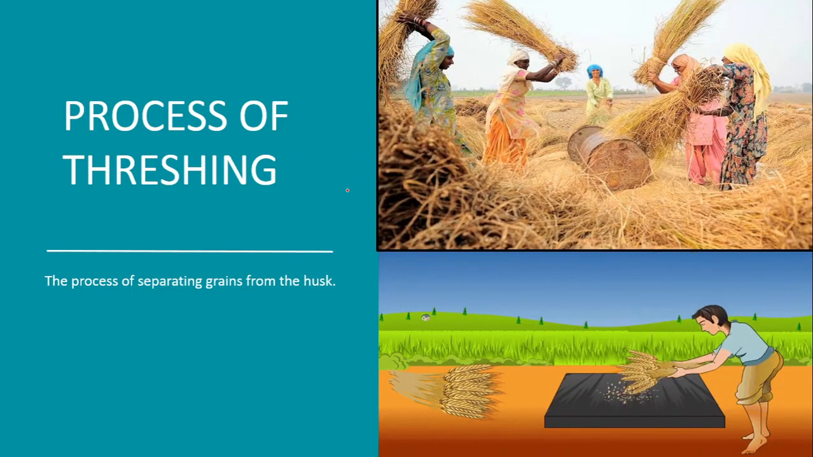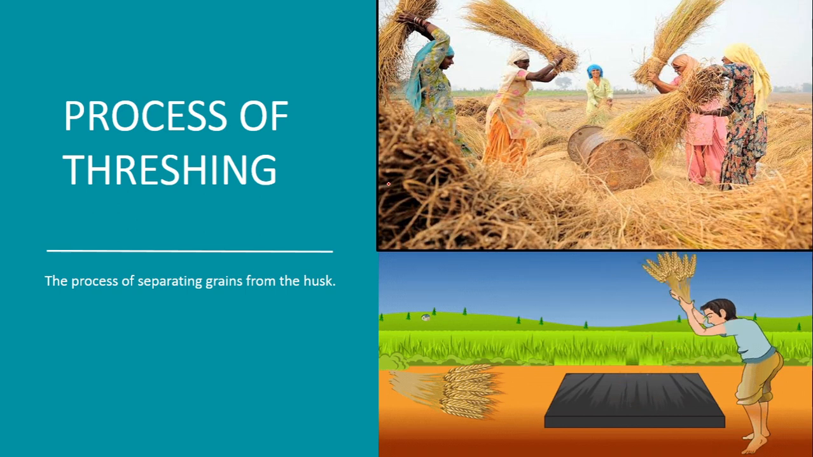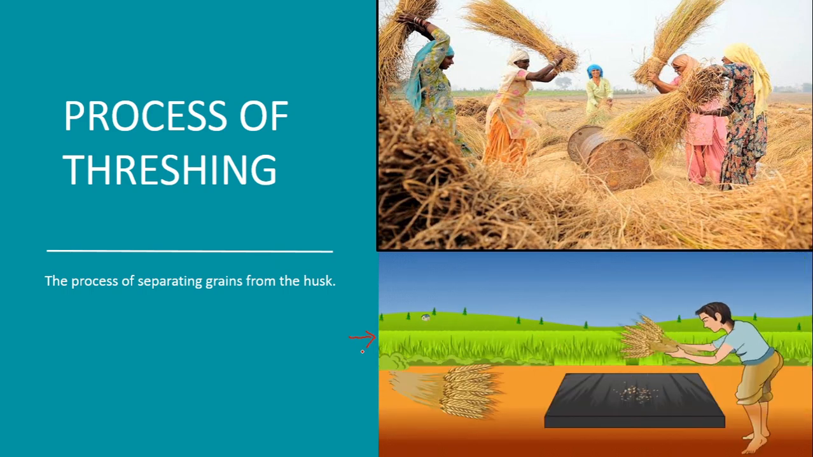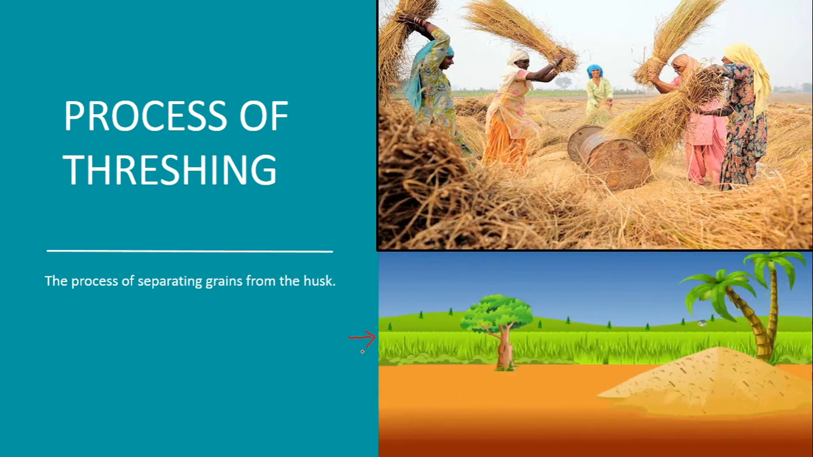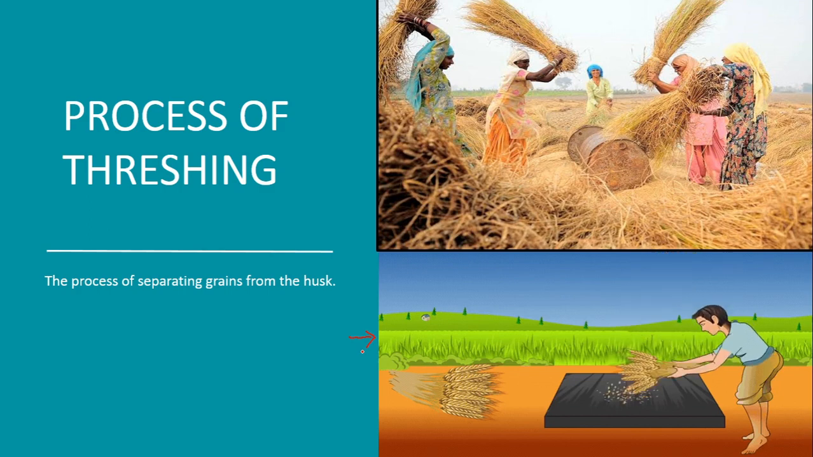Now the first one is process of threshing. The process of separating grains from the husk is called threshing. As you can see in this picture, in this process the husk or the stalks are beaten on the ground to separate the grains from the harvested crop, and it can be done by hand and by machine.